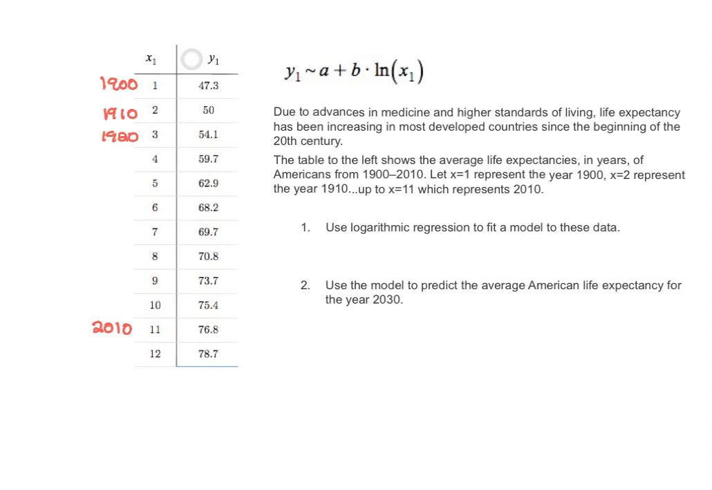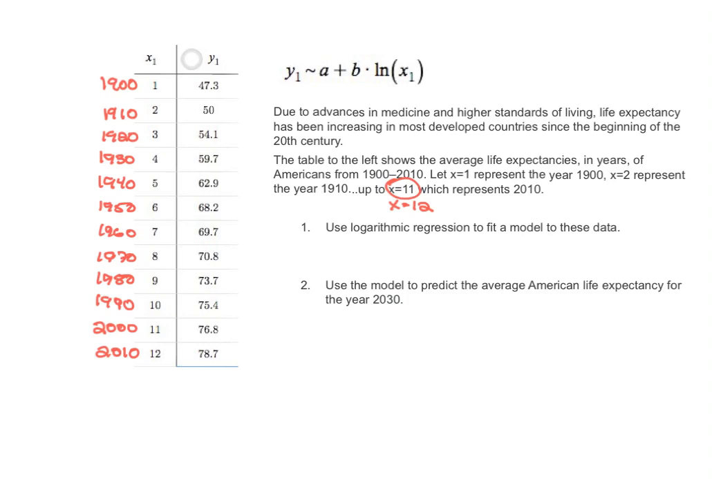So this is 1920, 1930, 1940, 1950, 1960, 1970, 1980, 1990. Nope, this is an error. This should be x equals 12. I knew it. That's why I started counting, because I had a feeling something was off here. So 11 is the year 2000. And 12 is 2010. There we go.